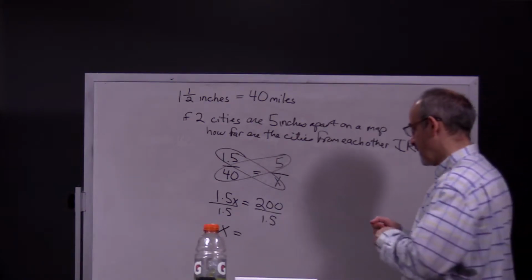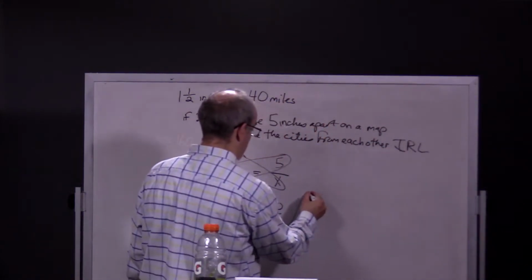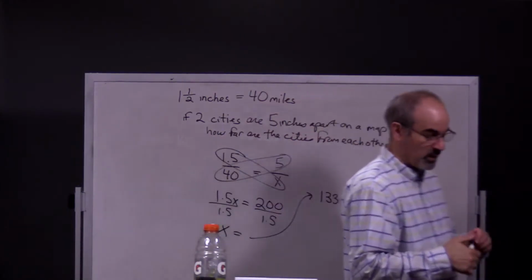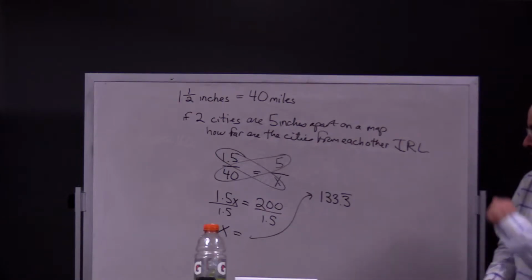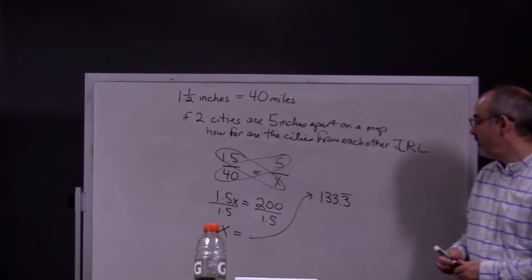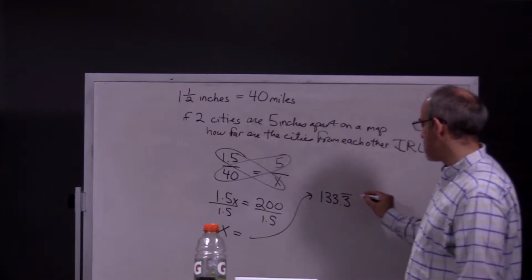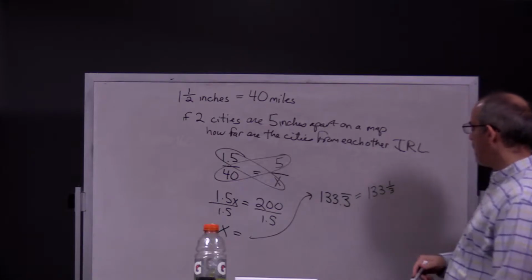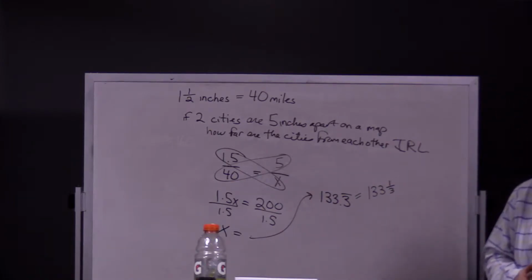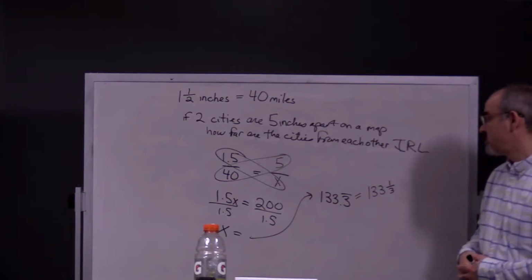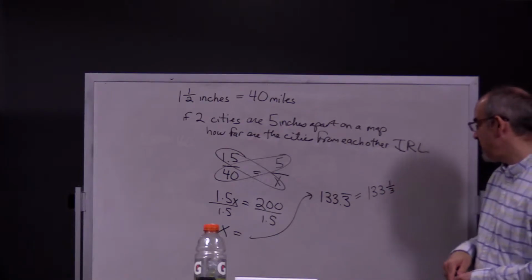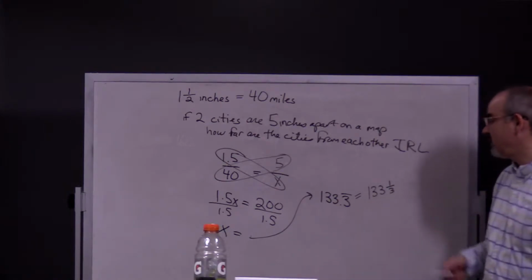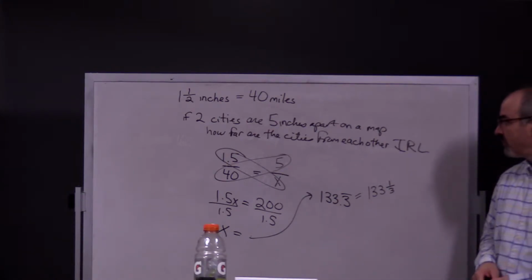133.3 repeating. So I like when something has a repeating decimal, I like to write it as 133 1/3. So the two cities that are 5 inches apart on the map are really 133 1/3 miles away.